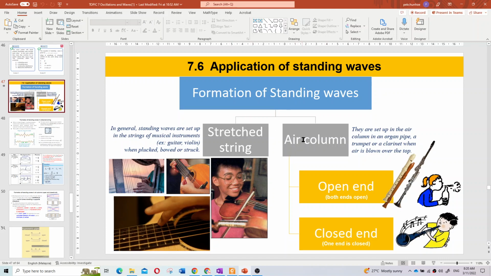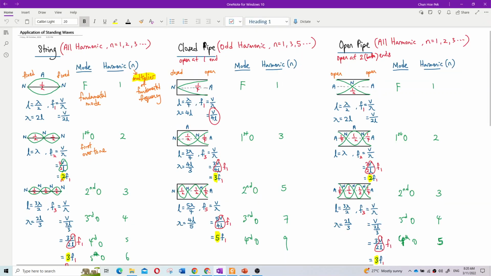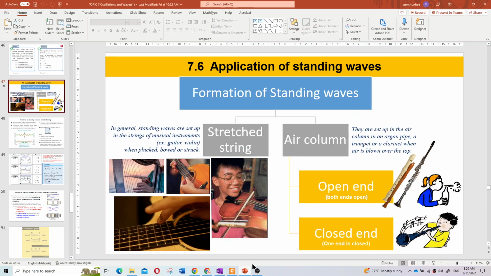Besides string, we also use air column. As I said, for air column we have two: closed pipe and open pipe. Closed pipe and open pipe is the structure of the flute, the trumpet, all that. So we have open end and closed end.